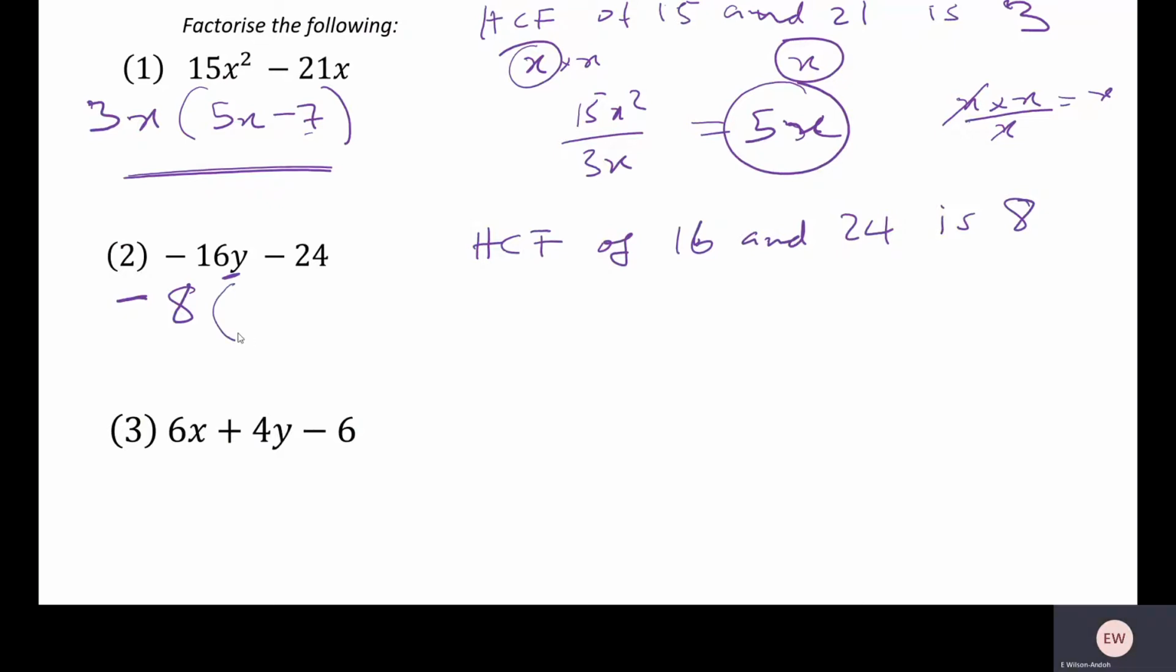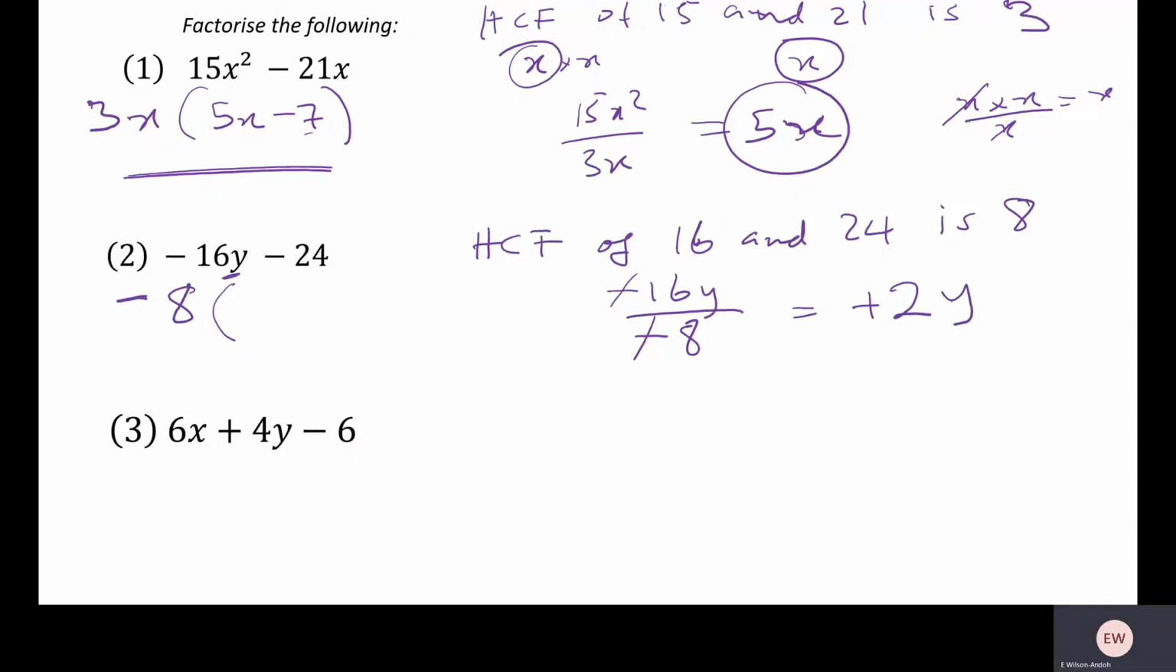Now we pick each term. So we are going to pick negative 16y divided by negative 8. We are negative divided by negative. This will give us a positive answer. And then 16 divided by 8 will give us 2. We do not have any variable y in the denominator. So we'll be left with y.